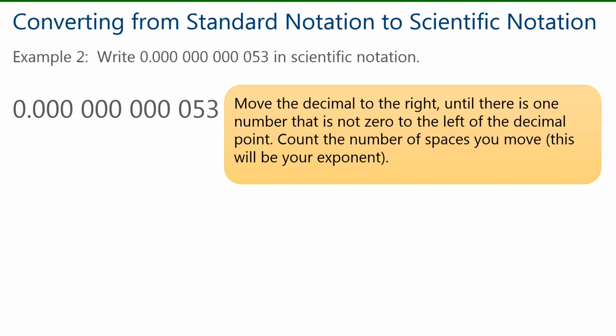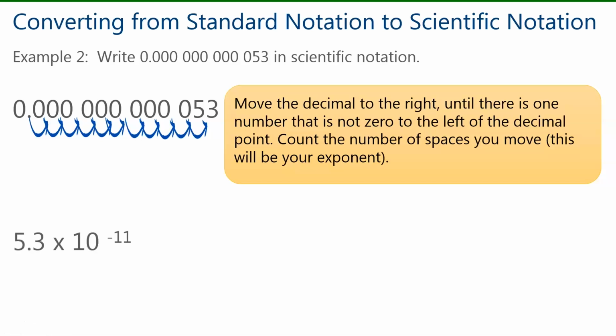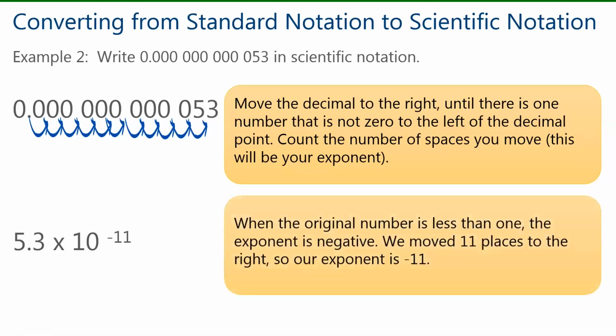As we move, just like we did before, we're going to count the number of spaces because this is going to be our exponent. So we're going to move 1, 2, 3, 4, 5, 6, 7, 8, 9, 10, 11 places to the right. That'll give us a number 5.3. So our answer then is 5.3 times 10 to the negative 11 because we moved 11 spaces.